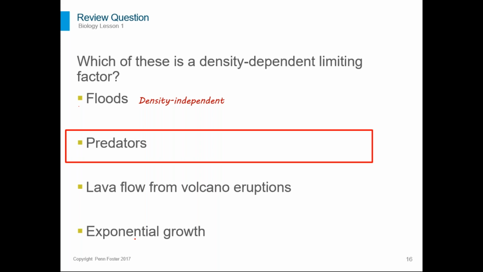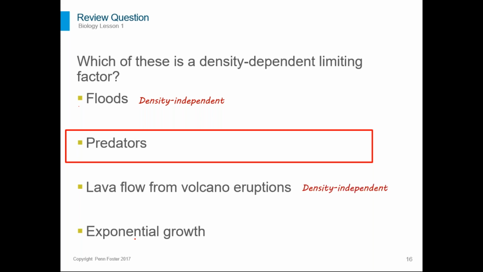Predators is a density-dependent limiting factor. The number of predators is going to affect the number of prey animals that can exist. If there's a higher population, it's going to affect the number of predators there are, which is going to in turn affect the population. It just kind of goes back and forth.